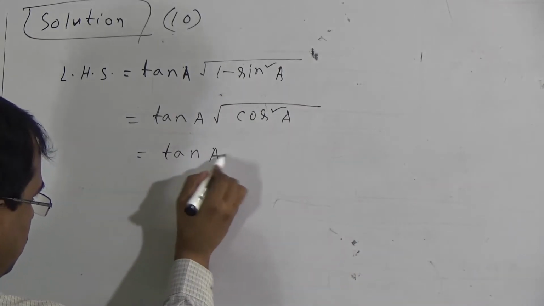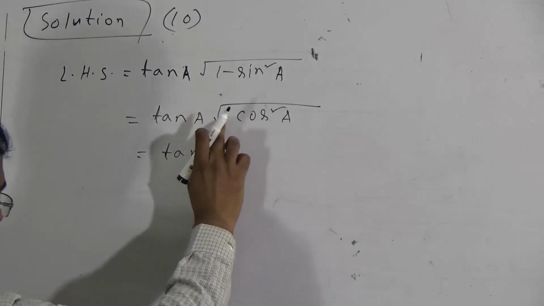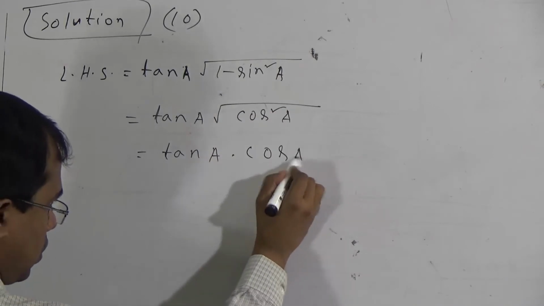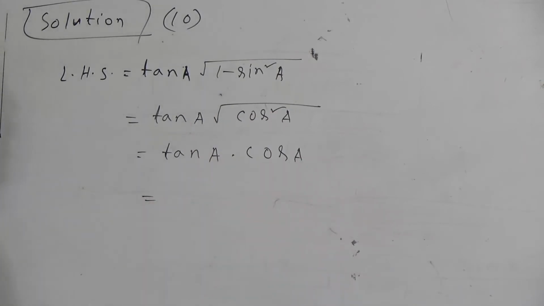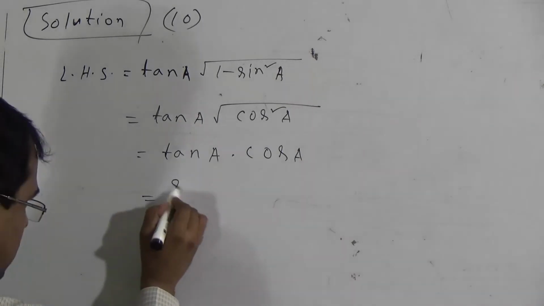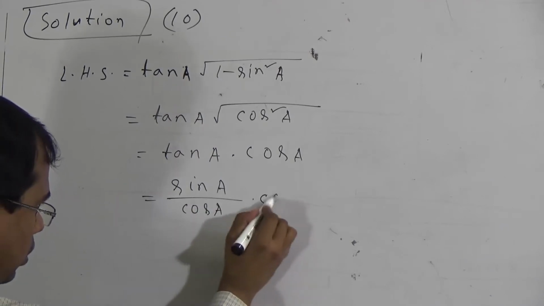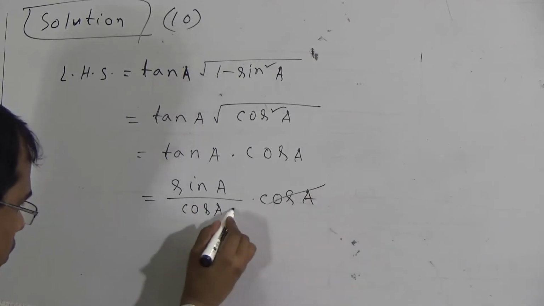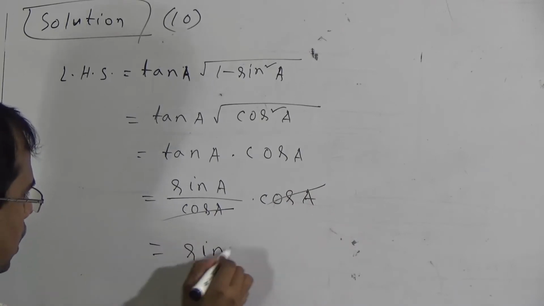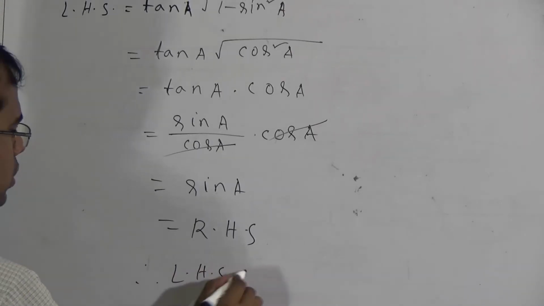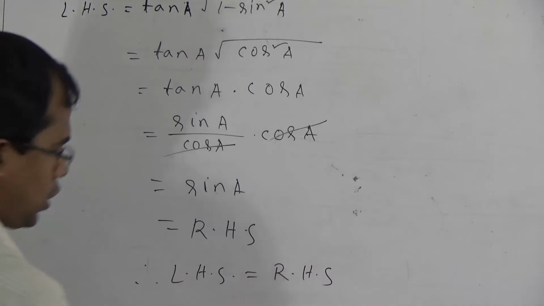Tan a into, here root and square exist, so we can write only cos a. Now we know that tan a equal to sin a by cos a. So instead of tan a we can write now sin a by cos a, into cos a. Now we can cut this cos a and this is equal to sin a. Here right hand side is sin a. So we can write now this is equal to right hand side. Therefore left hand side is equal to right hand side. Proved.